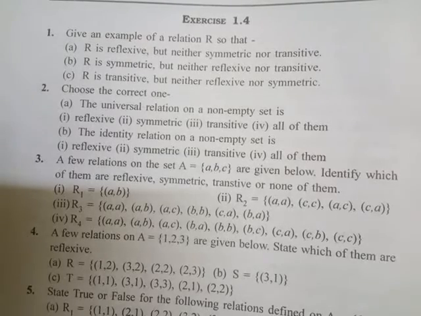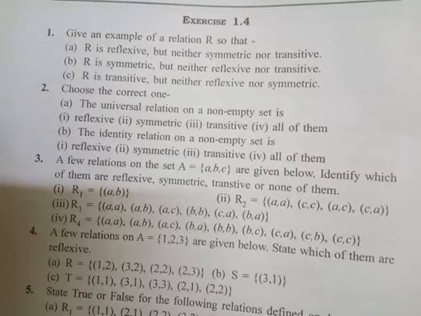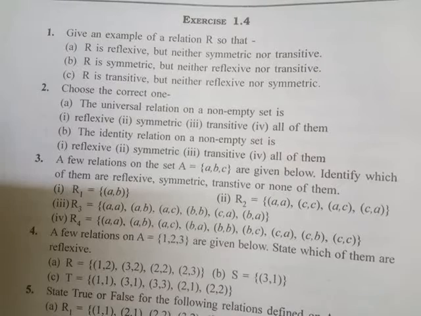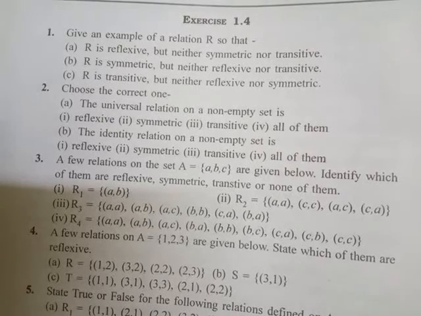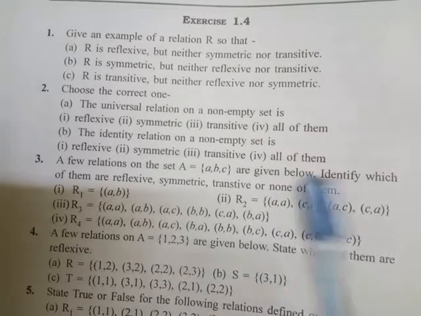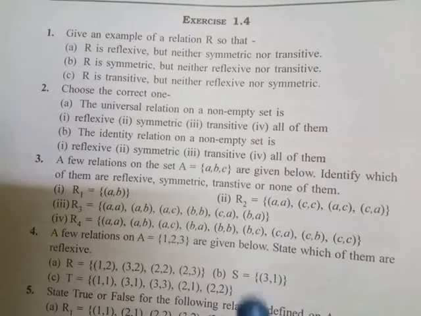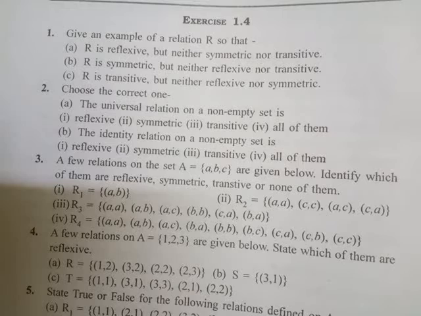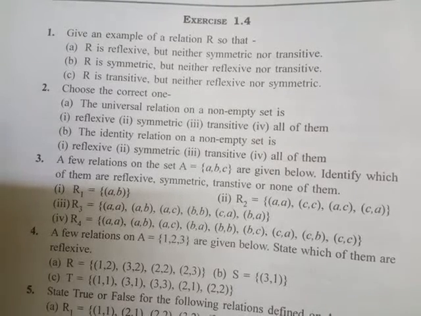Now look student, the first question of exercise 1.4, class 10 advanced maths. Give an example of relation R so that: A, R is reflexive but neither symmetric nor transitive. B, R is symmetric but neither reflexive nor transitive. C, R is transitive but neither reflexive nor symmetric. Now we will have to write the examples here depending on the question of question number 1.